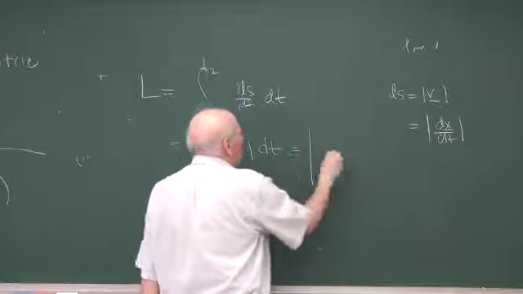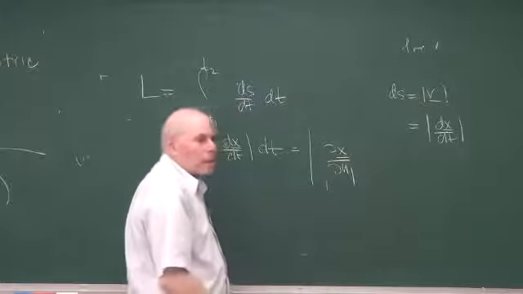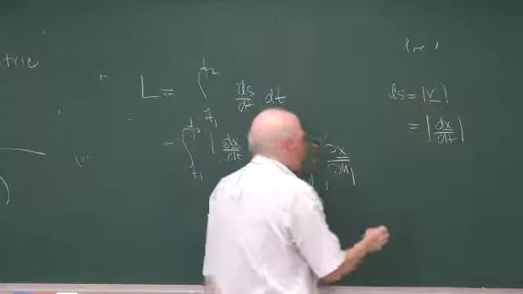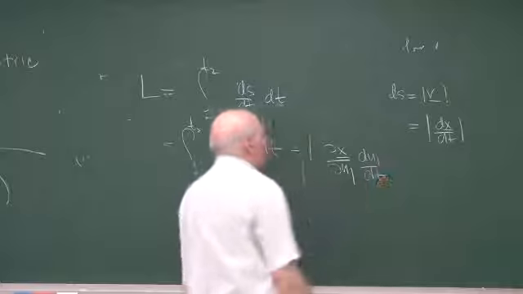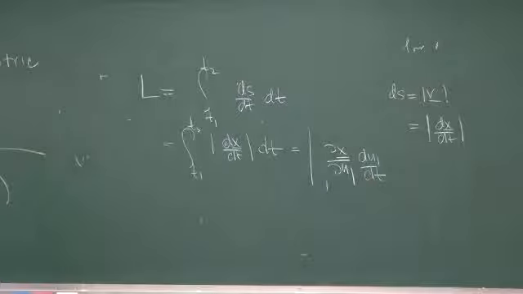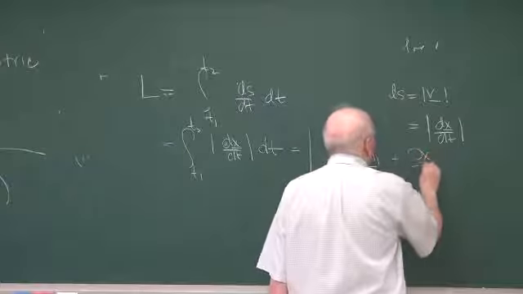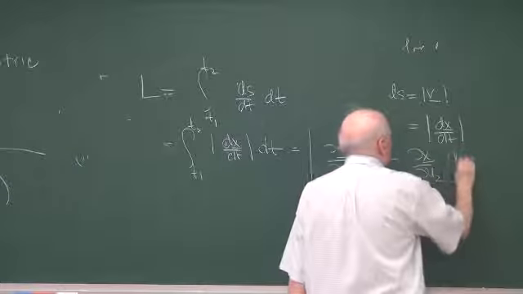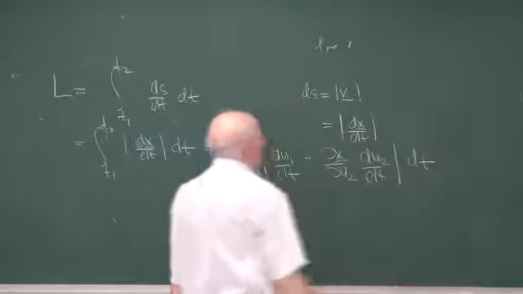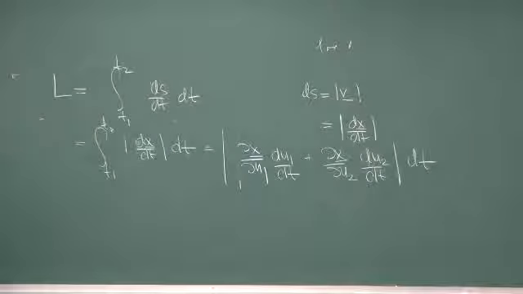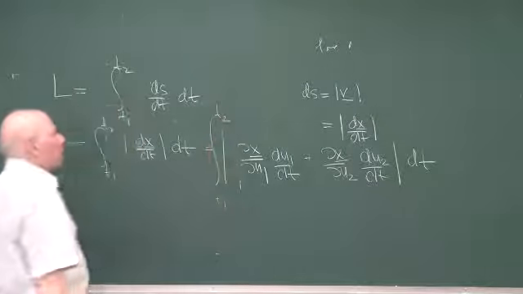So this is the partial of x with respect to u1, times du1 dt. So that's just that, because u1 only depends on t. Okay? Plus the partial of x with respect to u2, times du2 dt. And then I have to integrate from t1 to t2.